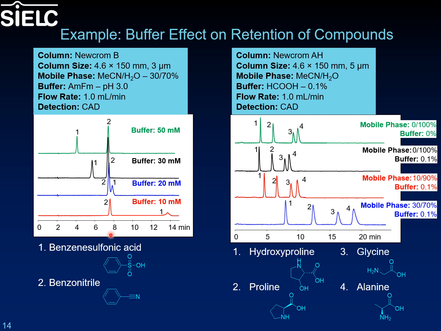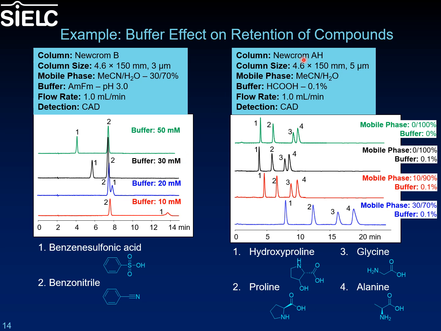By comparison, if the buffer is greater in concentration and strength, this increases the elution power of the column, and the benzene sulfonic acid elutes at a lower retention time. As the buffer concentration decreases, and thus the strength of the buffer decreases, the benzene sulfonic acid stays longer in the column, and to the point to where it elutes past the benzonitrile.